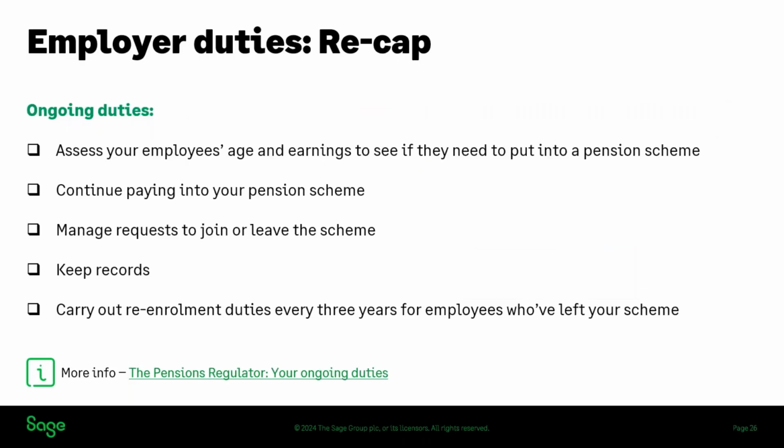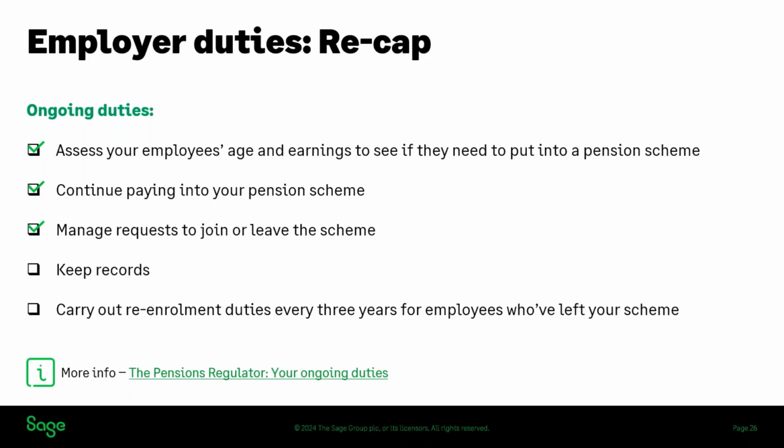And just to tie these back to your ongoing employer duties before we wrap up. So first duty is to assess your employees' age and earnings to see if they need to be put into a pension scheme. And that is exactly what the pension assessment is designed for. You need to continue paying into your pension scheme. So we facilitate that by calculating and deducting the contributions, giving you the reports that you can run, and ways of sending pension data to your provider.